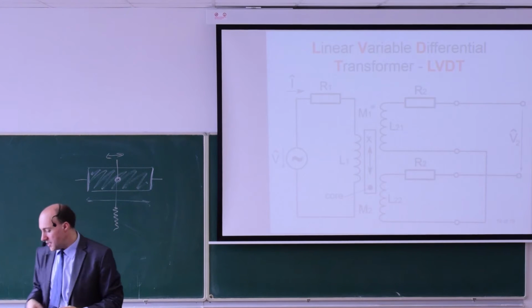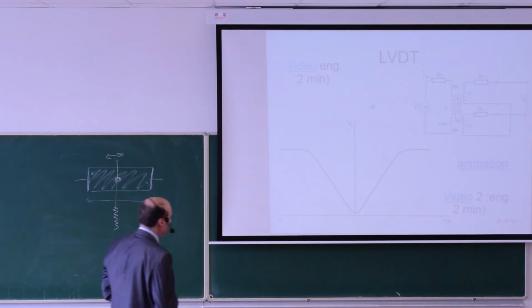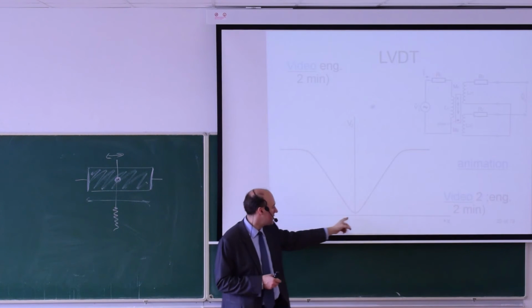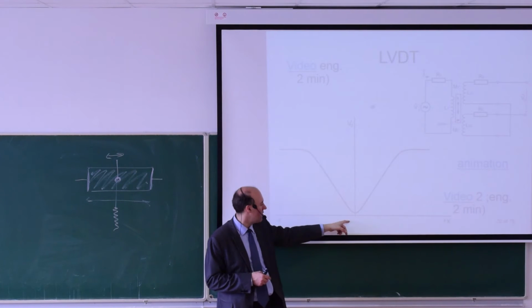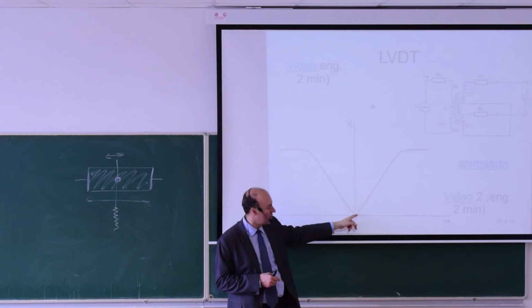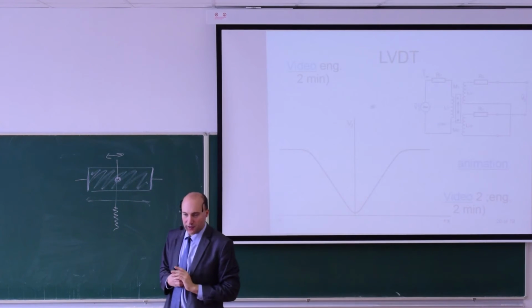Now if we plot the dependence between position and voltage, we will see something like this. So in the central position, when x is 0, we should have the voltage 0. It's not entirely 0 because we have stray magnetic fluxes.